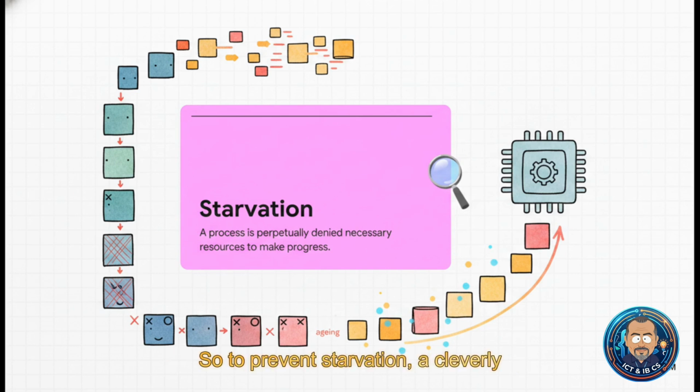So, to prevent starvation, a cleverly designed OS will use a technique called aging. Basically, as a low-priority task sits there rotting in the waiting line, the OS slowly, incrementally bumps up its priority score over time, so it guarantees that eventually it becomes a VIP itself and gets its turn.